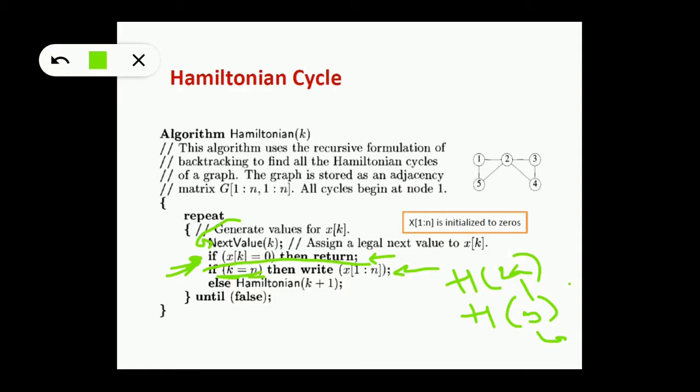Otherwise, if the vertex that we have found is not the last vertex, then we make a call to the function Hamiltonian, but this time the argument would be k plus 1. That is the next vertex that is to be found.